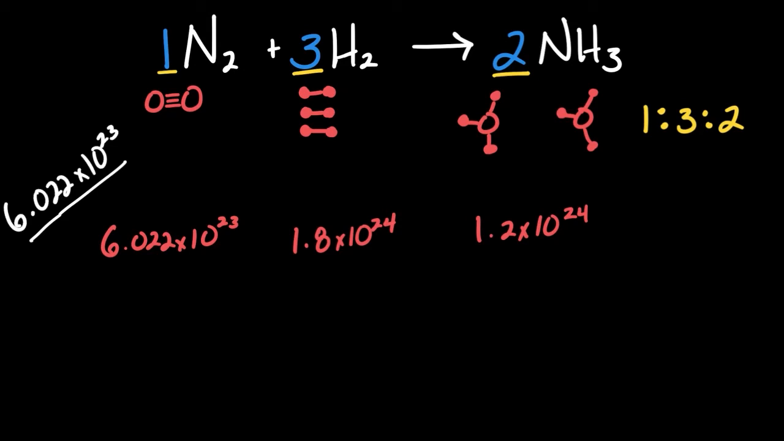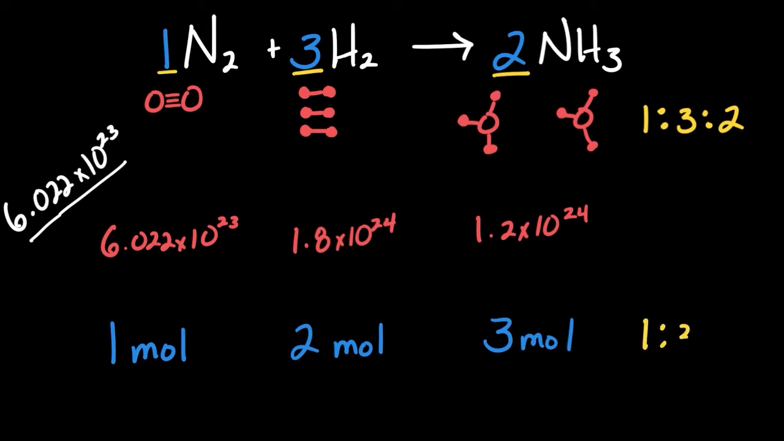Now, once we're thinking about quantities of N2 and H2 and NH3 of that size, it might be helpful to put it in terms of moles. So of course, 6.022 times 10 to the 23rd, that's 1 mole, 1.8 times 10 to the 24 is 3 moles, and 1.2 times 10 to the 24 is 2 moles. So again, we see the 1 to 3 to 2 ratio of the substances in this chemical equation.